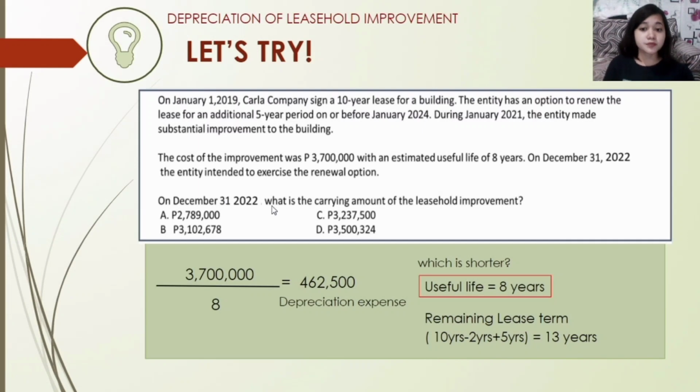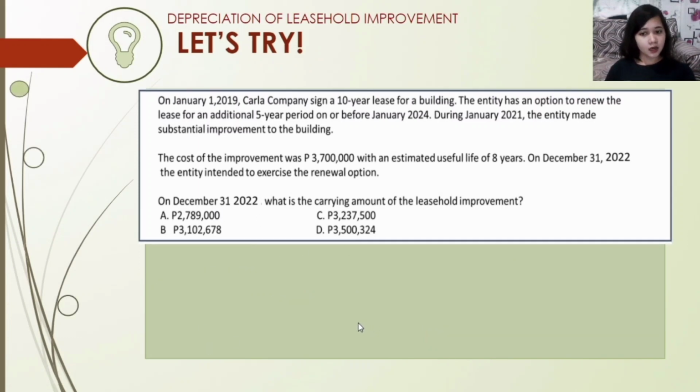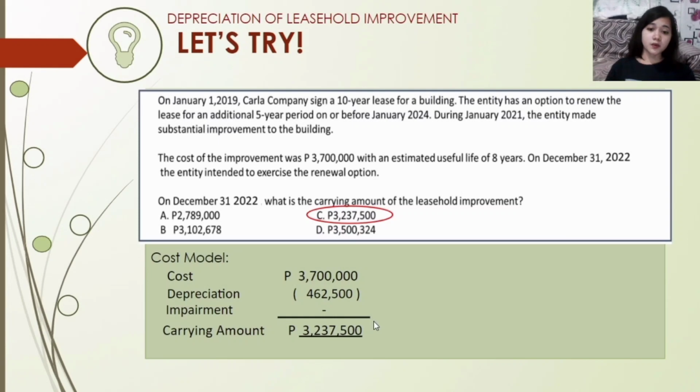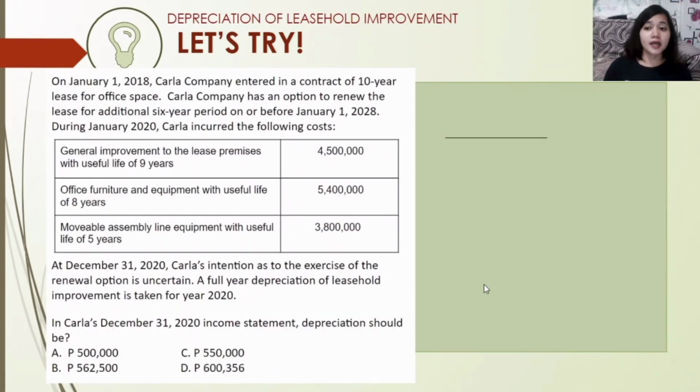So, ang question dito, what is the carrying amount of leasehold improvement on December 31, 2022? We need to use the cost model. The cost, 3,700,000. The accumulated depreciation, which is 462,500. And impairment, wala pa tayong impairment. And then, our carrying amount now is 3,237,500. So the answer for this question is letter C. So next, let's try another example.